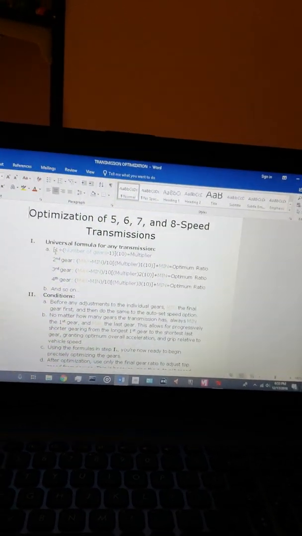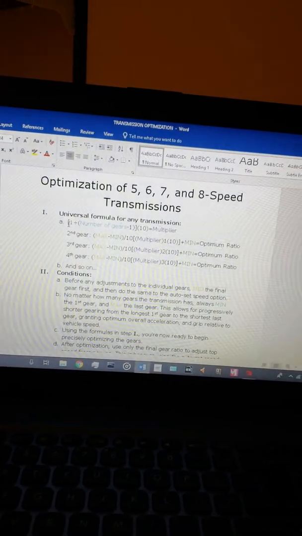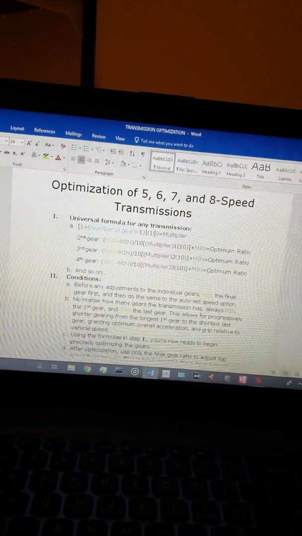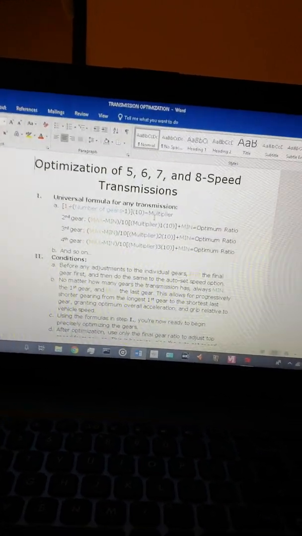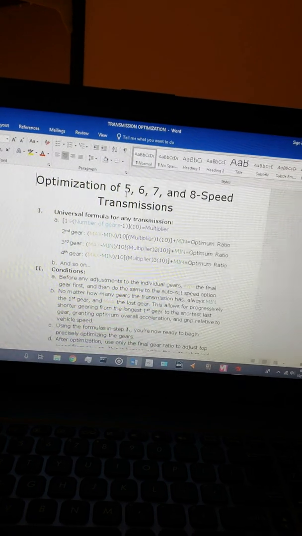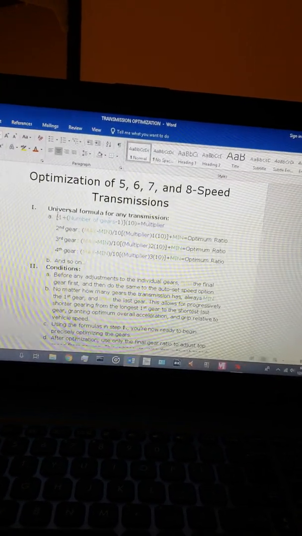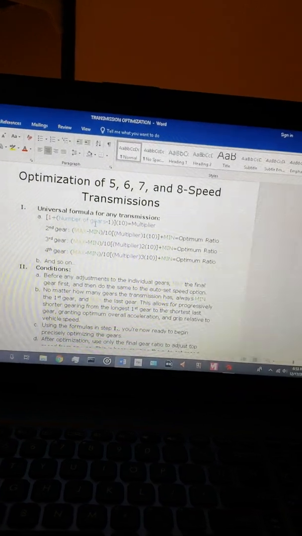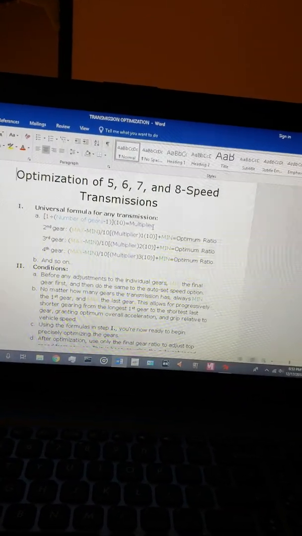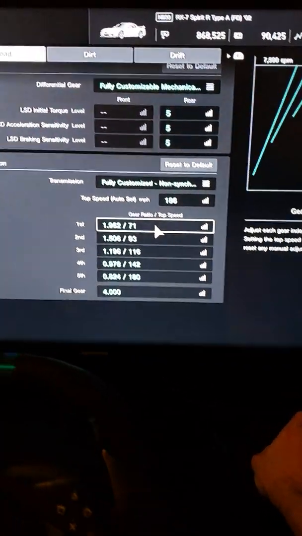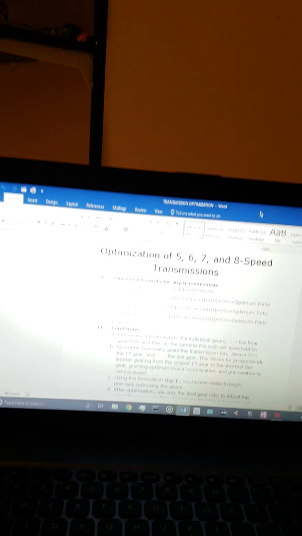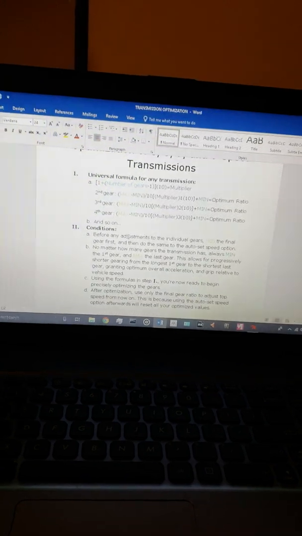In order to determine the multiplier, you must do 1 divided by the number of gears minus 1, times 10, and that equals the multiplier. For instance, if we have a 5-speed gearbox, it would be 1 divided by 5 minus 1, so 1 over 4 times 10 will equal our multiplier, and we're going to go over that in a second. I have a 5-speed gearbox right here that I'm going to be going over with you guys, as well as a 6, 7, and 8-speed gearbox.